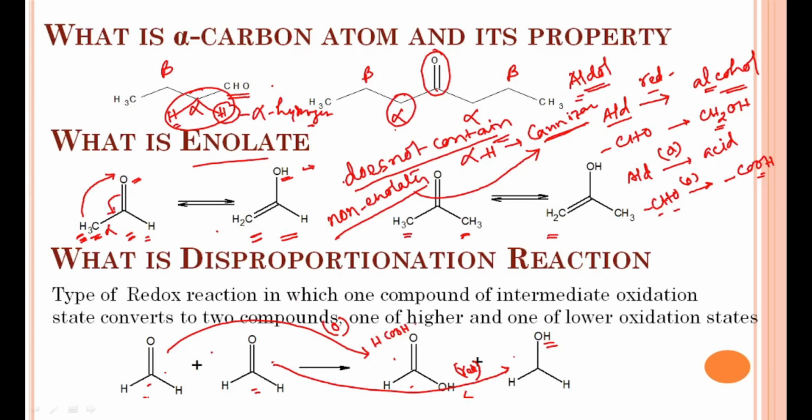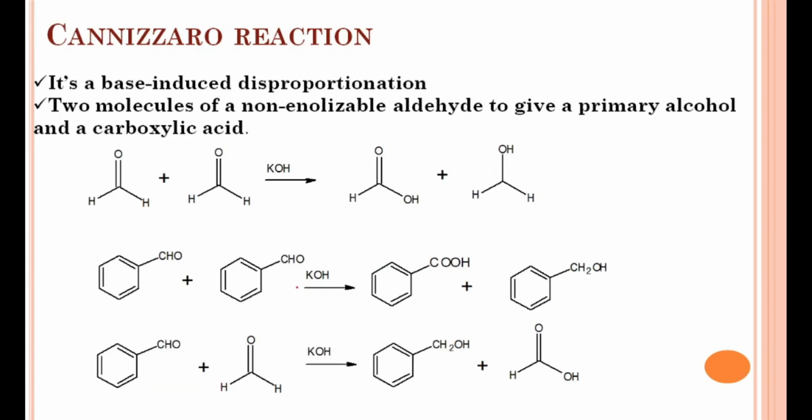And aldol condensation generally is a disproportionation reaction because in aldol condensation, one molecule is getting oxidized to acid, another molecule is getting reduced to alcohol. Okay. Now coming to the Cannizzaro reaction. It's a base-induced disproportionation reaction. So what actually is a disproportionation reaction, we have already discussed.